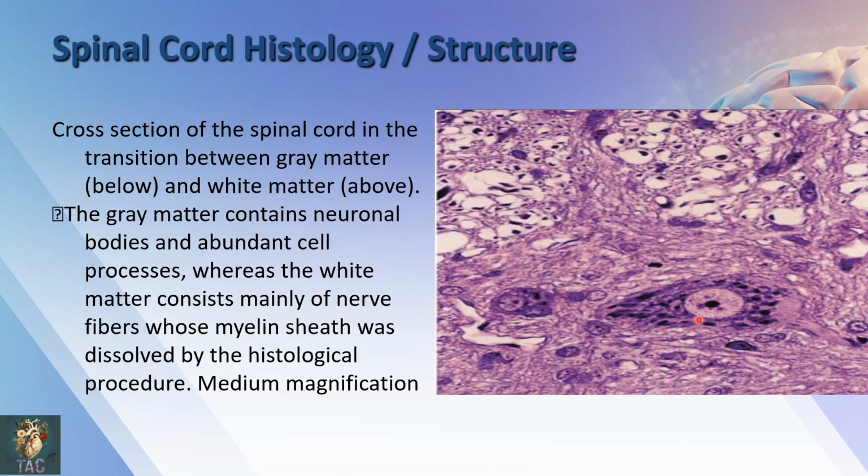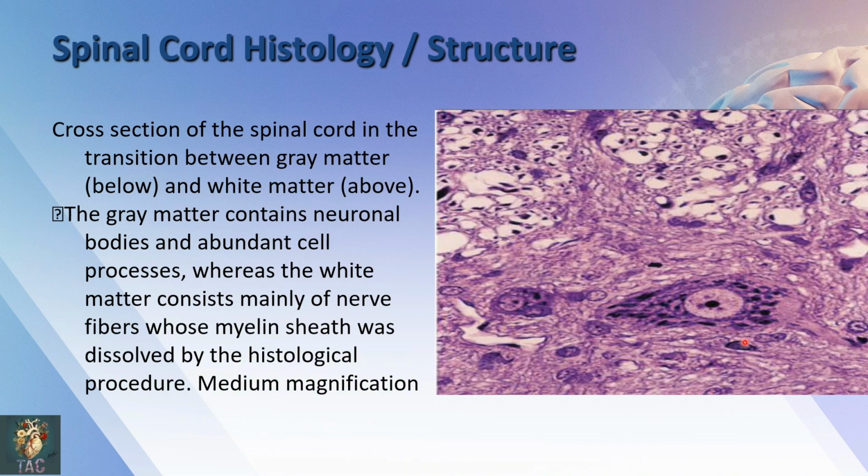Again, spinal cord detail histology, the cross section of the spinal cord in the transition between gray matter below and white matter. In this you can see this is the gray matter and this area is the white matter. The gray matter contains the neuronal cell bodies and abundant cell processes, whereas white matter contains mainly the glial cells and the nerve fibers where the myelin sheath is dissolved in the histological process.